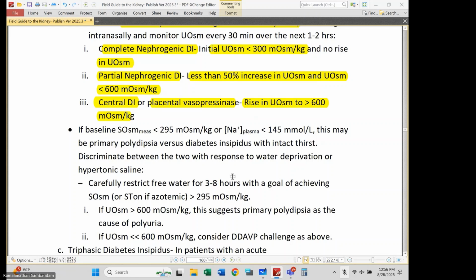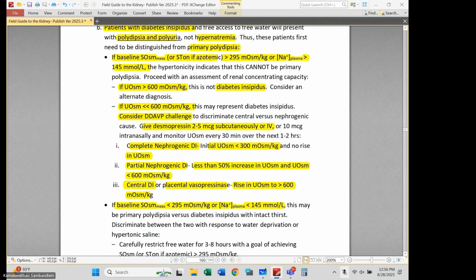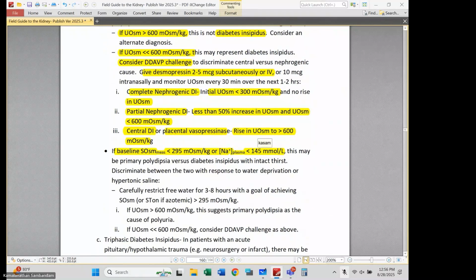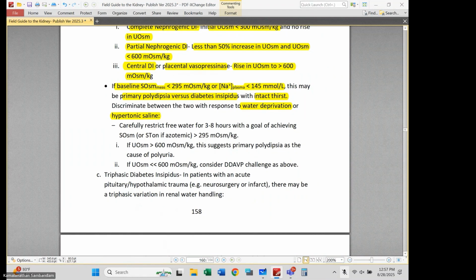Okay. Now, if I have a patient who has relatively normal serum osmolality and serum sodium, that's when I have to consider the differential. Is this polyuric patient simply drinking too much, or is this a patient with diabetes insipidus who's responding with a normal thirst response? Okay, so how do we discriminate between those? You can do a water deprivation test or make them hypernatremic through the administration of hypertonic saline, right?